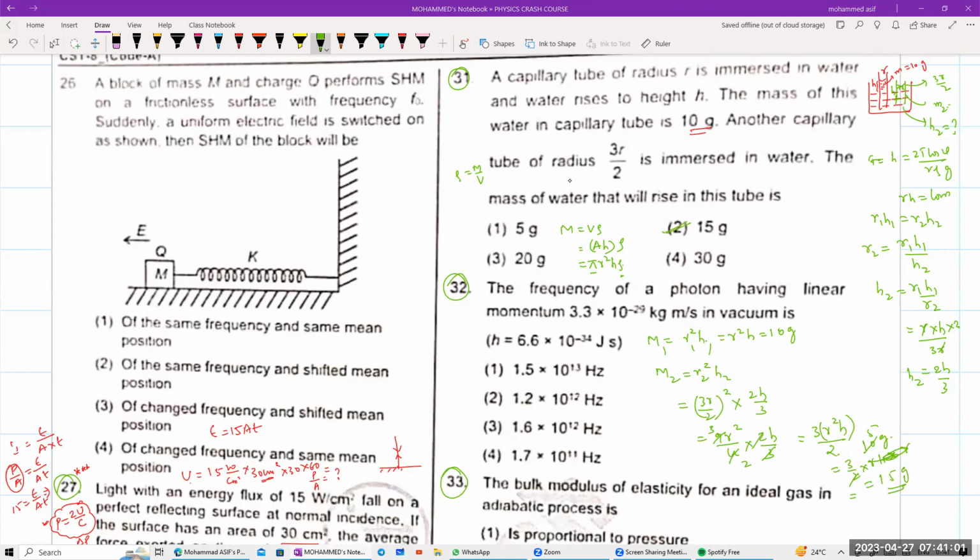Sir, how is r square into h equal to 10? It is given here, r square into h is given as 10 g in the problem. The mass of the water in the capillary tube is the initial mass. In the first tube, the mass is given.